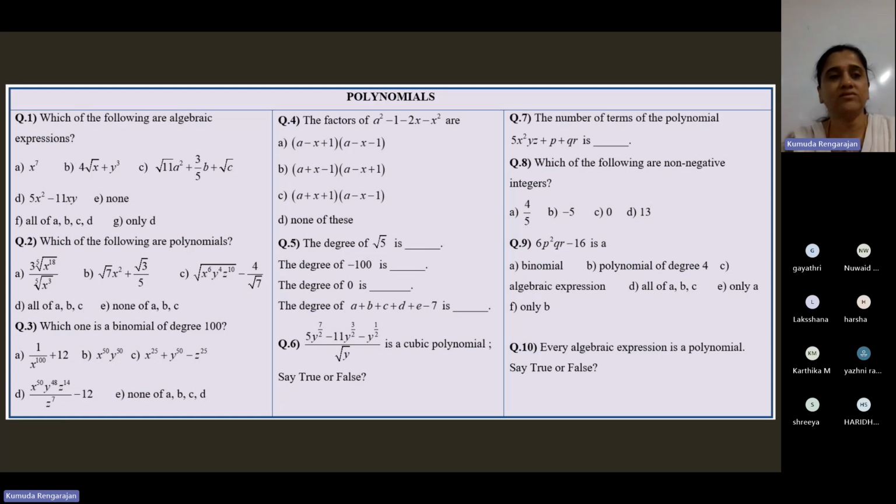So this exercise is to give you a clear, deeper understanding of the basics regarding the difference between algebraic expressions and polynomials, number of terms, and where you can say binomial, trinomial. Only if it is a polynomial, you can say binomial, trinomial. If it's not a polynomial, then you cannot use those terms. You can only say they are algebraic expressions with 2 terms, 3 terms, and so on.